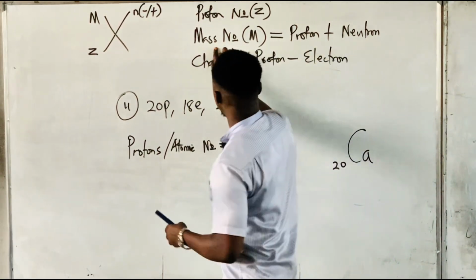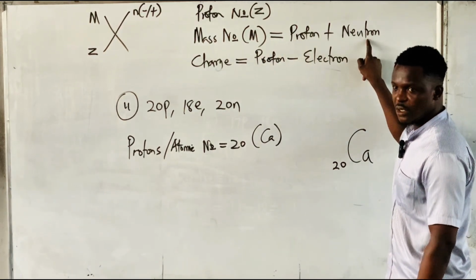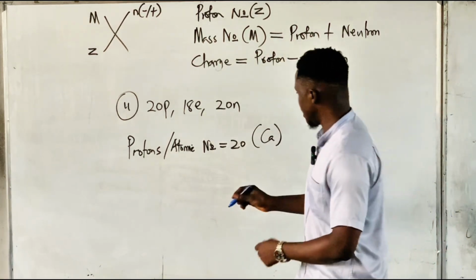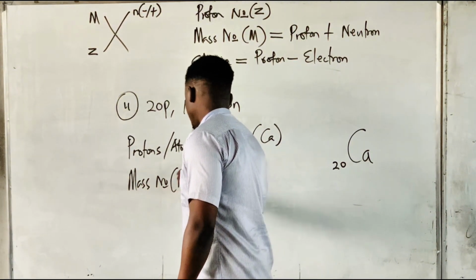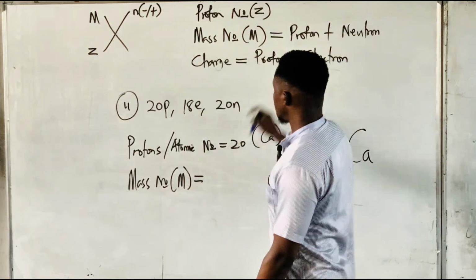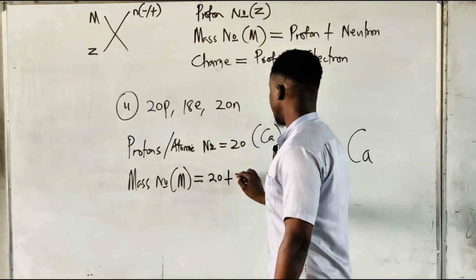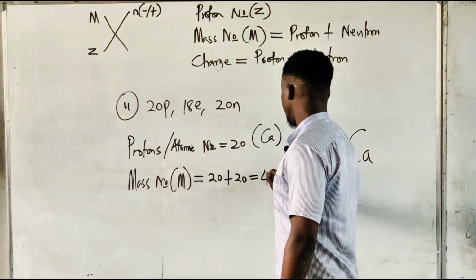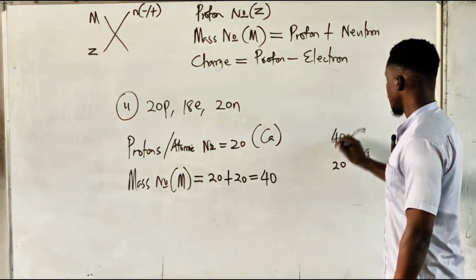So the next thing I'm going to solve for is mass number. Mass number has a formula of proton plus neutron, of course, which they gave us in this question. So I'll say mass number M is equals to, now proton is 20, neutron is how many? 20. That's how many? 40. So I'll come here, I'll put 40 here.